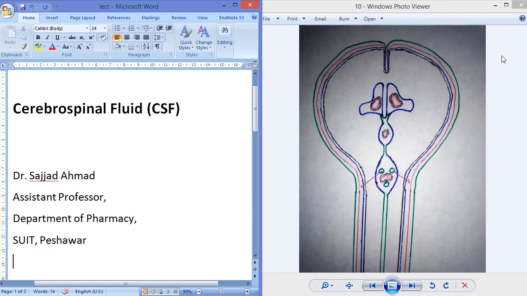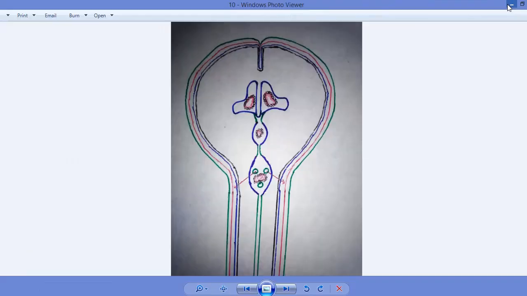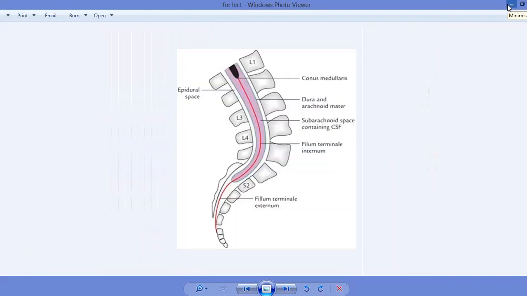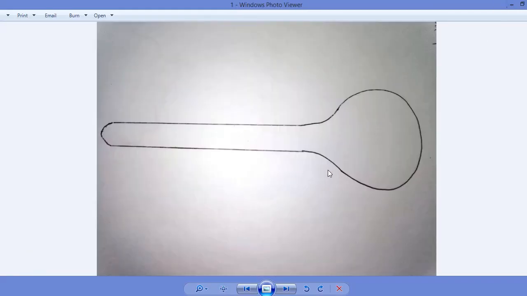To know about the cerebrospinal fluid in detail, we are going to the first diagram. This is the first diagram. In this diagram, we can see that this is the brain and this is the spinal cord. This brain and this spinal cord are enclosed by a bony structure, the cranium and the vertebral column. The cranium encloses the brain and the vertebral column encloses the spinal cord.